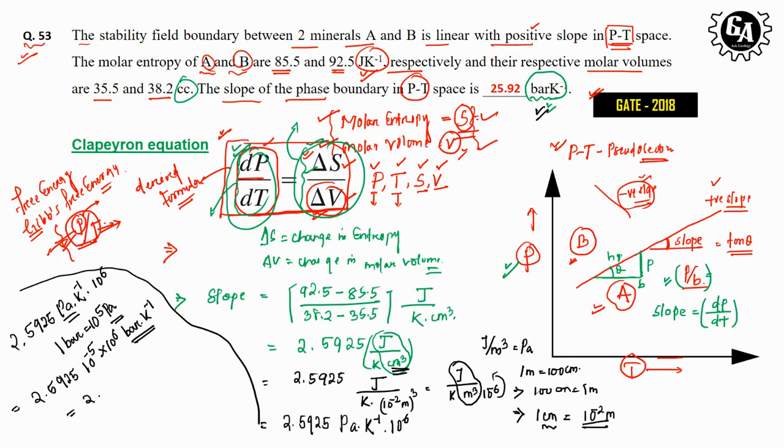This is 2.5925 into 10 to the power 6, 10 to the power minus 5, so only 10 will be here, and this 10 will be multiplied. This is 25.925. This is bar Kelvin inverse. Okay, bar Kelvin inverse we have got. So what is the answer? This is 25.925. This is our answer.